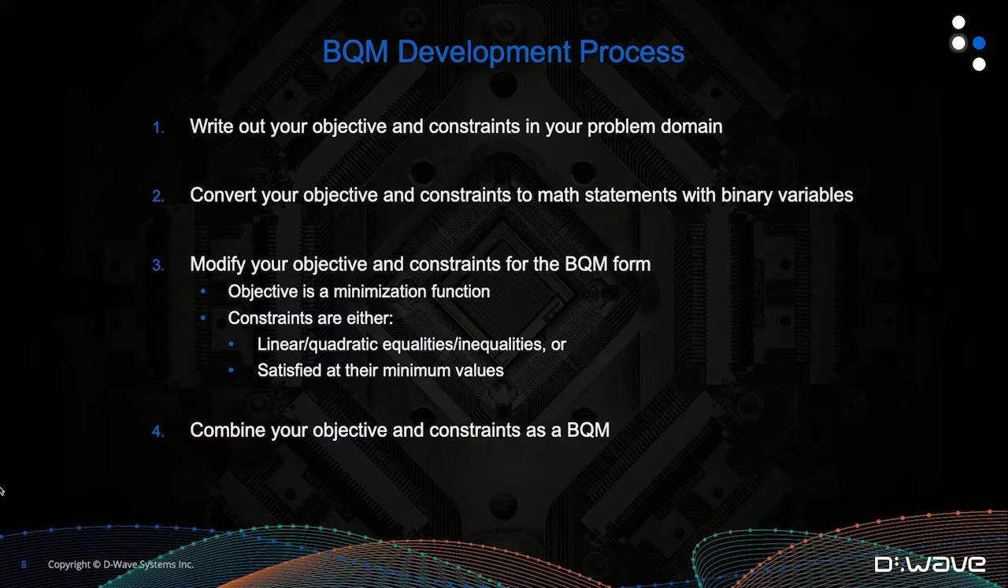And last but definitely not least, step 4, combine your objective and constraints as a binary quadratic model. And this is really the easiest step. This is just really addition or using our Ocean tools to build these into your existing binary quadratic model.